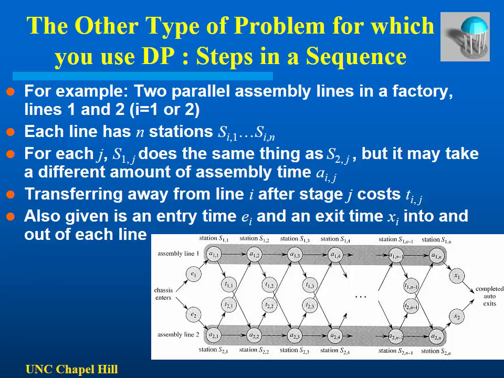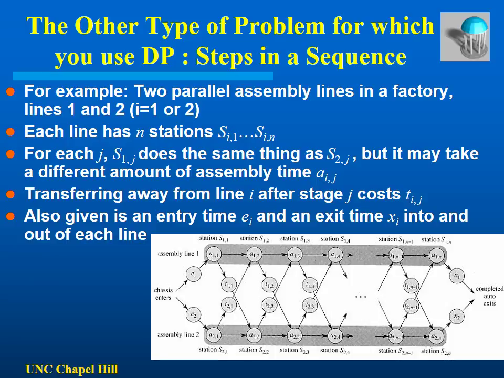In the other type of problem for which dynamic programming is appropriate, the problems consist of steps in a sequence, and a situation in which at each step we have to make some choices. And we want to optimize some property of the overall sequence. The example we gave before was two parallel assembly lines in a factory. We'll call them lines 1 and 2, and we'll let the letter i indicate which line we're talking about.